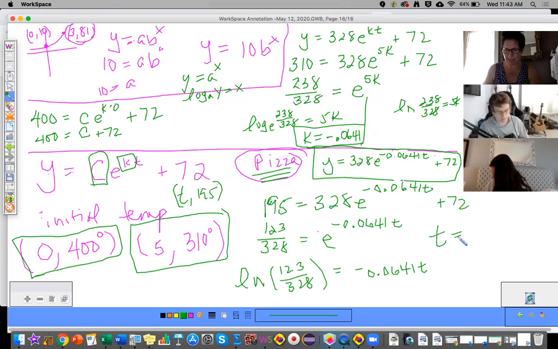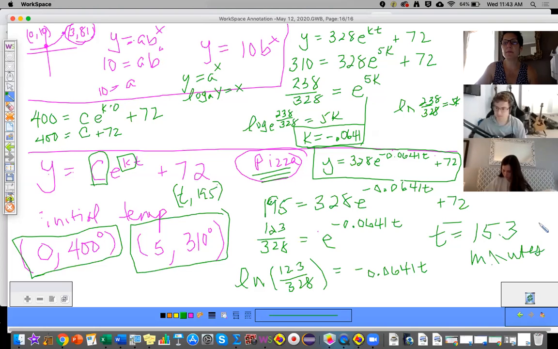ln of, I got 15. 123. I want to make sure Sarah's got it too. All right, divided by negative, whoops, that's a minus sign. I will get an error if I do that, 0.0641. And 15.3. 15.3, Sarah? 15.3 what? Minutes.